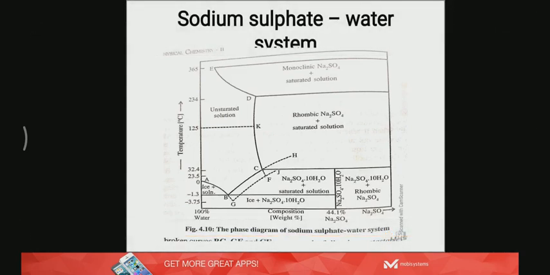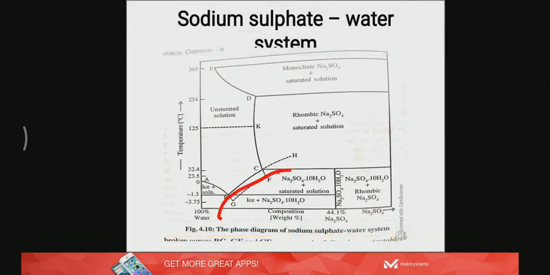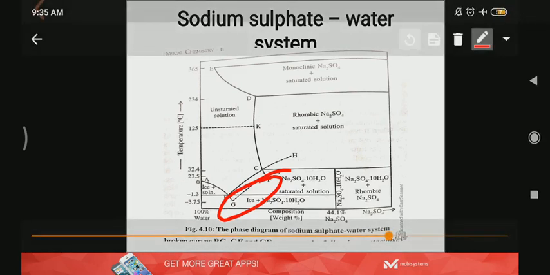Then the next metastable curve is this one, that is GF. There we can see a new compound, a new hydrate formed, that is 7H2O. It's a metastable hydrate formed. So GF is the solubility curve of sodium sulphate 7H2O. It's a metastable solubility curve of sodium sulphate 7H2O. And finally, next we have CF, this curve.